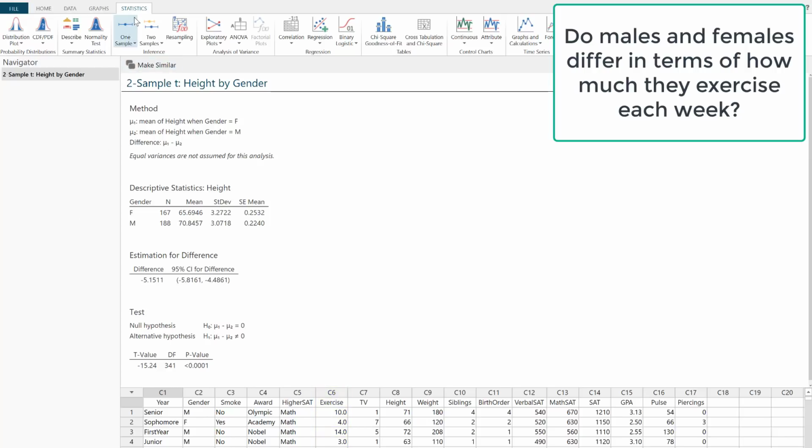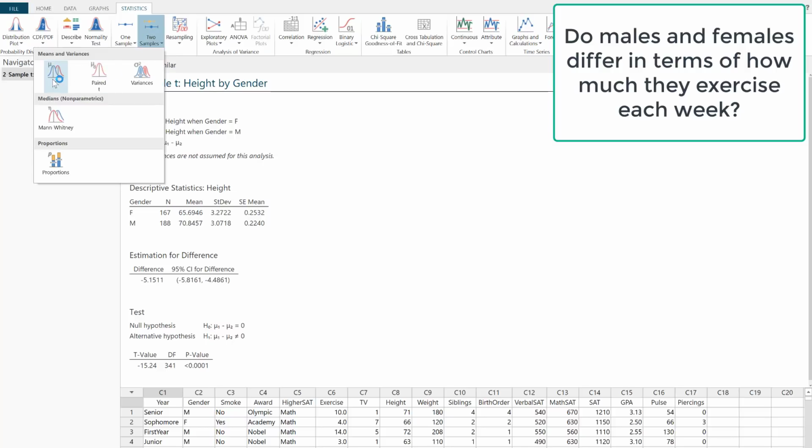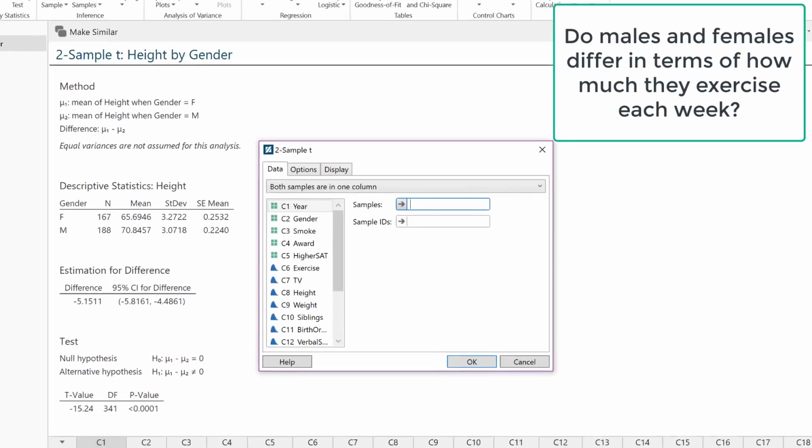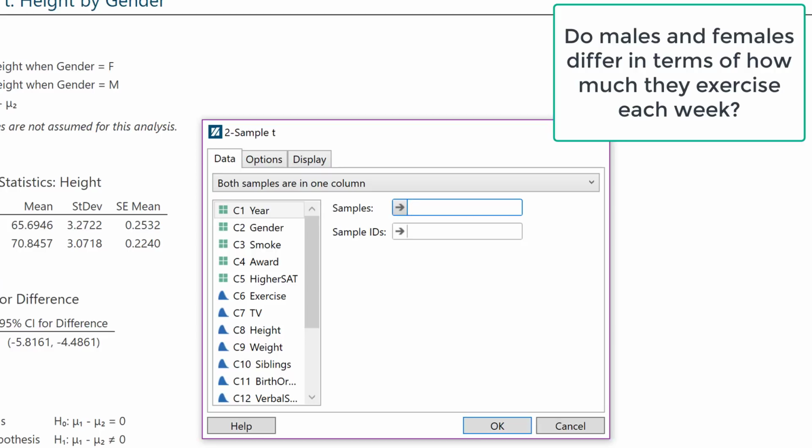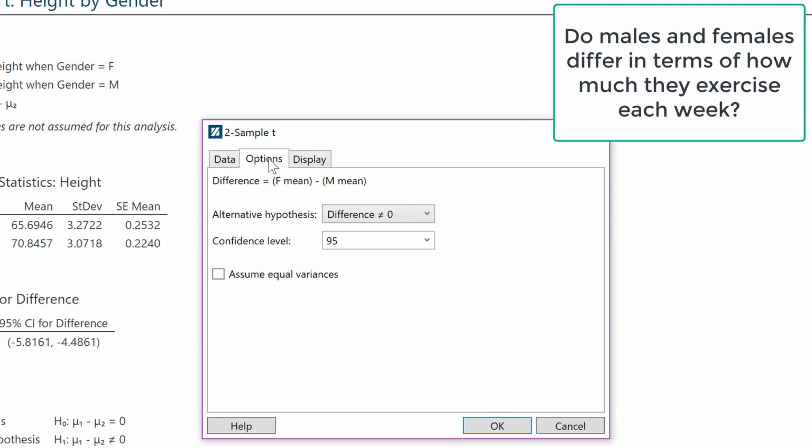Again, I'll go to Statistics, 2 Samples, T. Now, we do have raw data, and both samples are in one column. The samples variable is the response variable, in this case, exercise. The sample IDs are the groups or the explanatory variable, in this case, gender. Under Options, we are conducting a two-tailed test because we want to know if males and females differ. We're not given a specific direction or specific hypotheses. Click OK.